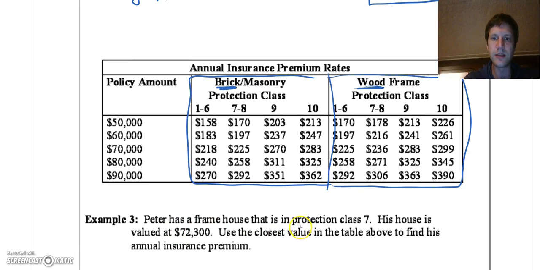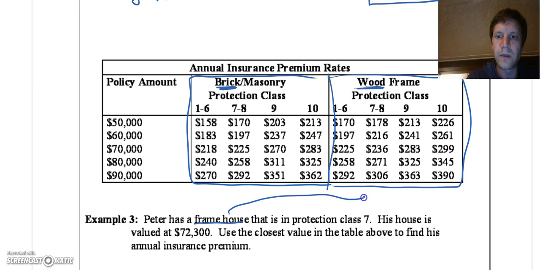Peter has a frame house that is in protection class 7. So there's different ways you can characterize the house, maybe based on the size of it, how many trees are on the property, how many bedrooms there are, all that type of stuff. Where it's geographically located. So this is a frame house. So I'm immediately going to look at this table on the left. I'm sorry, that's not true. Frame is wood frame. Okay, so I'm going to look at this table on the right. Protection class 7 tells me I'm going to be in this column, right?